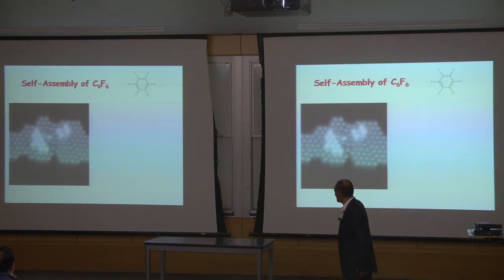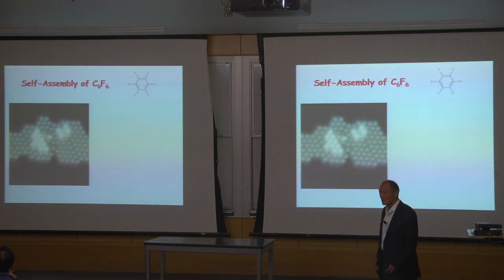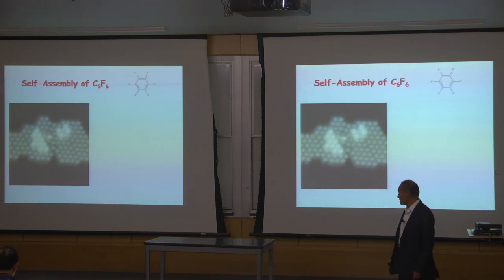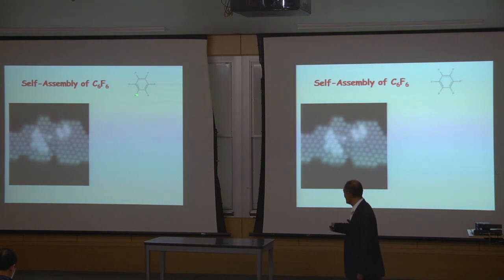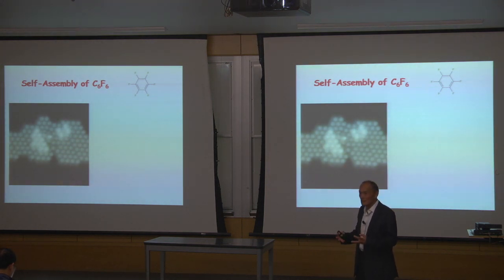I'd like to show you another example of how this technique can shed new light on the intermolecular bonds in forming self-assembled monolayers. When you have molecules deposited on the surface, they often form these very nice ordered structures on the surface. And this is the case for hexafluorobenzene. It's kind of surprising that they self-assemble because the fluorine atoms, being very electronegative, tend to be negatively charged. So why do negatively charged molecules want to attract each other and form these ordered structures on the surface?